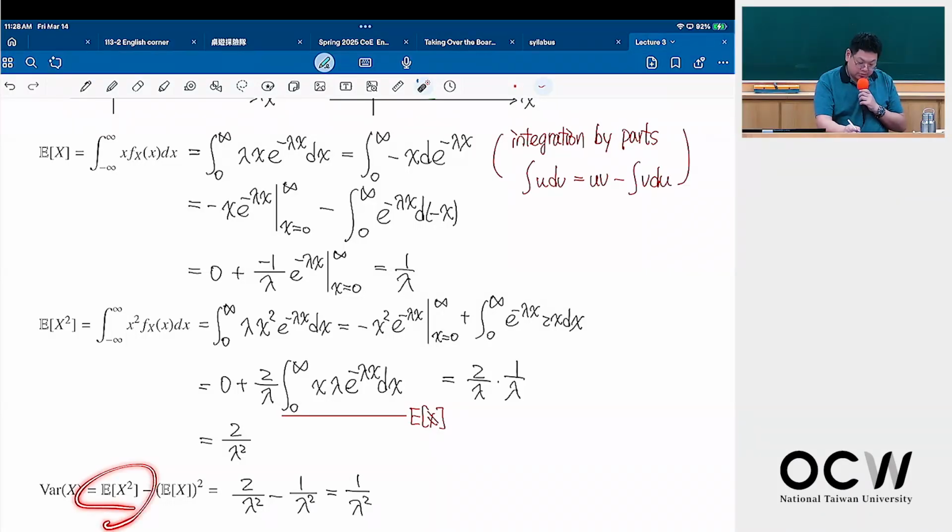So that's why the second moment is 2 over lambda squared, and the first moment is 1 over lambda, squared. So finally, the variance is 1 over lambda squared.